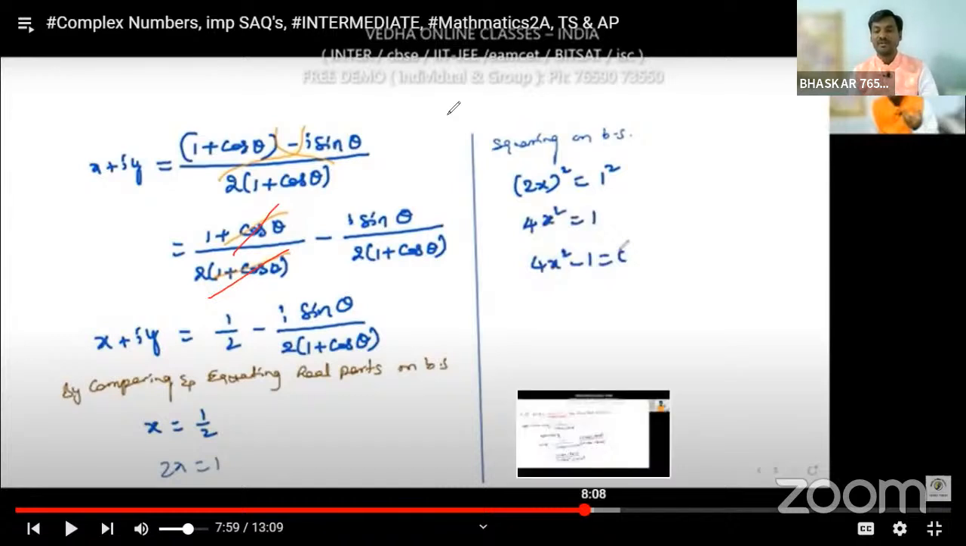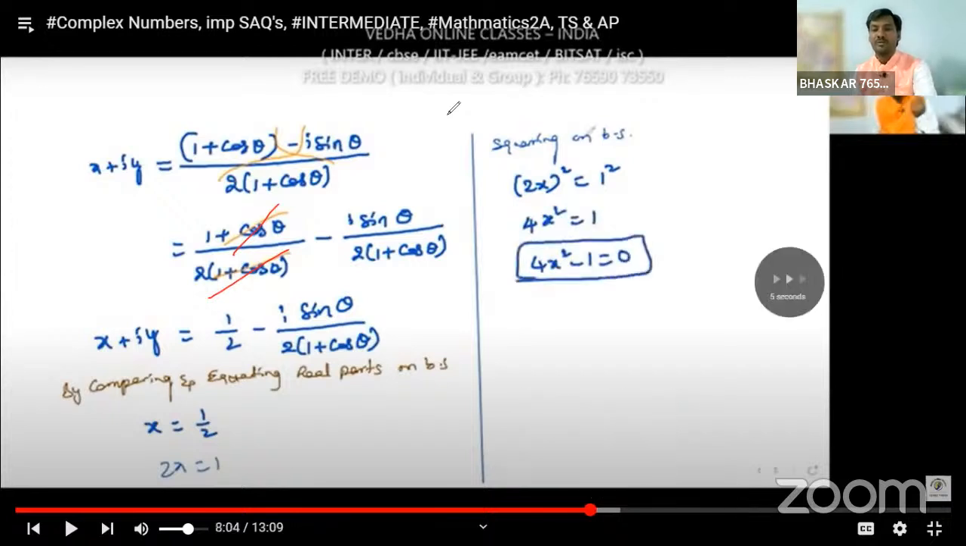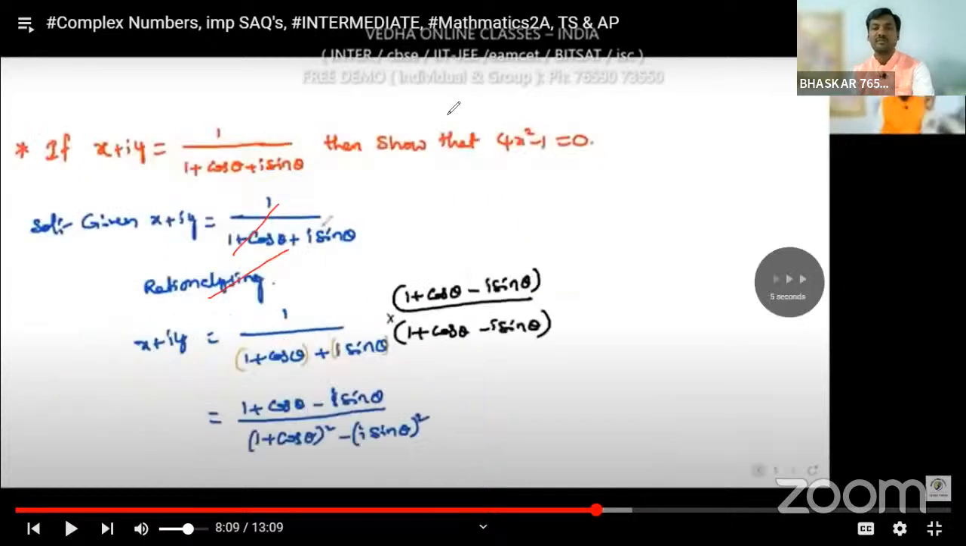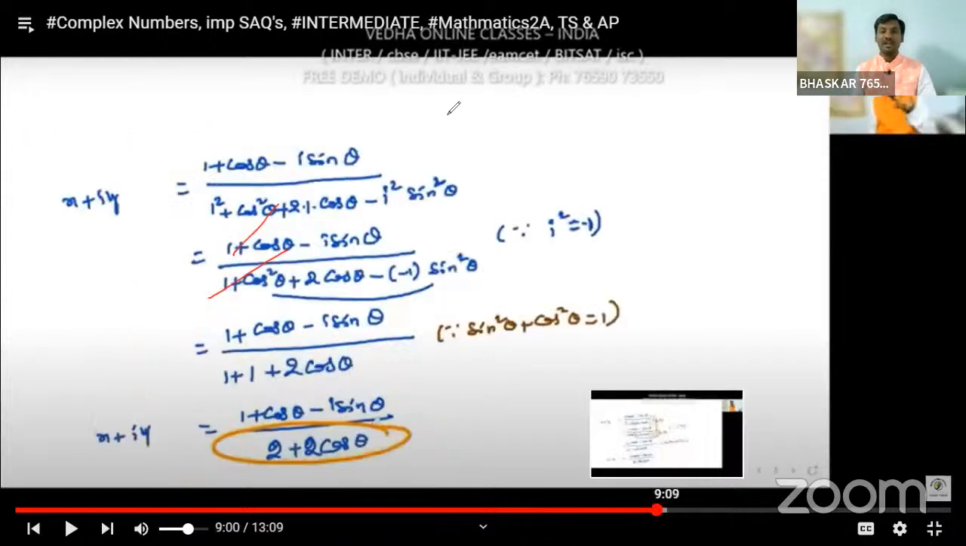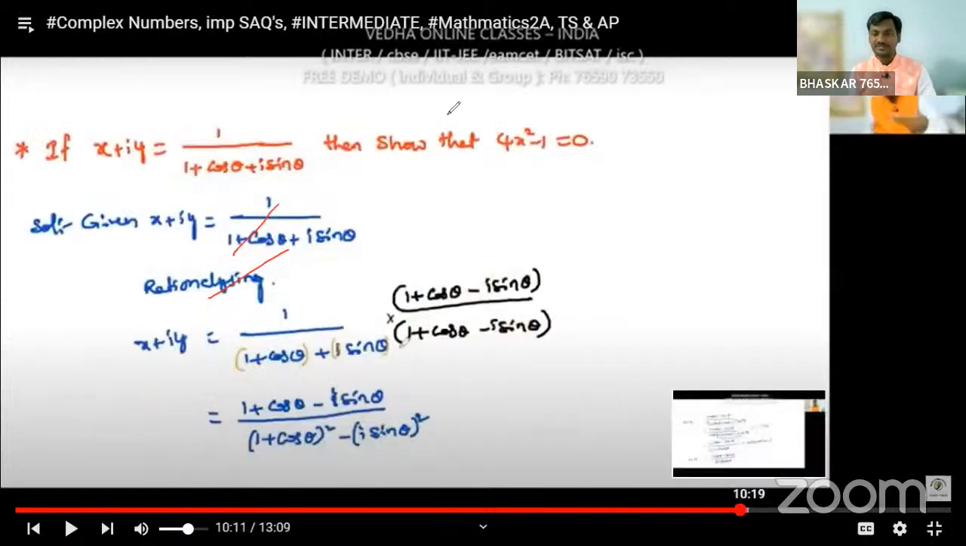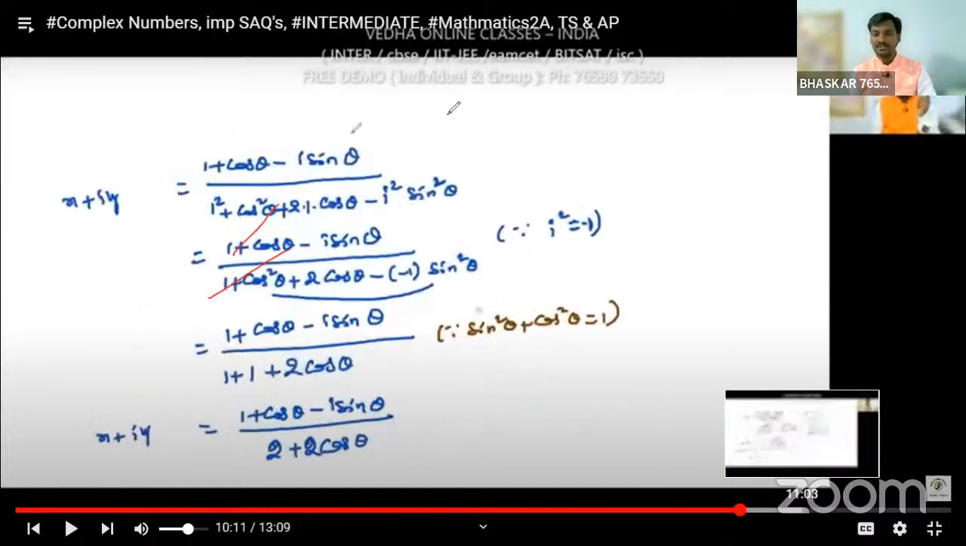What we have to prove here? 4x square minus 1 is equal to 0. Okay, so check it once. What we have to prove here? 4x square minus 1 is equal to 0. And if we go to the other questions, just like this, we have the explanation here.